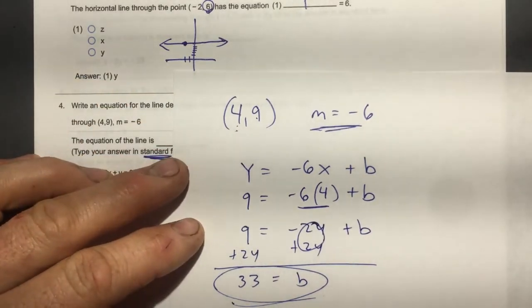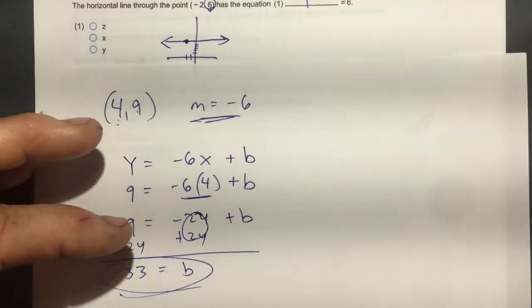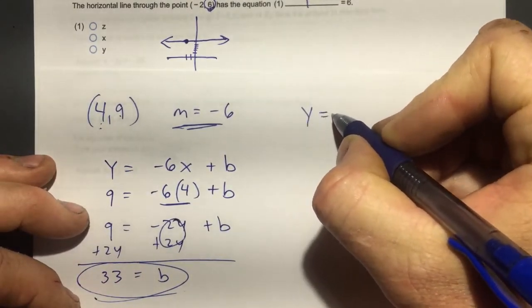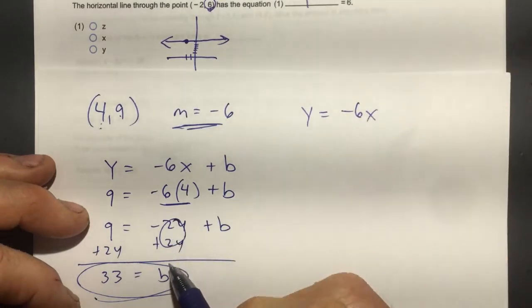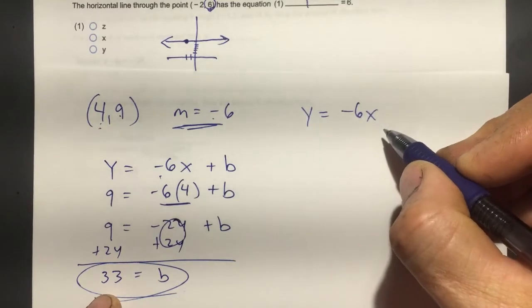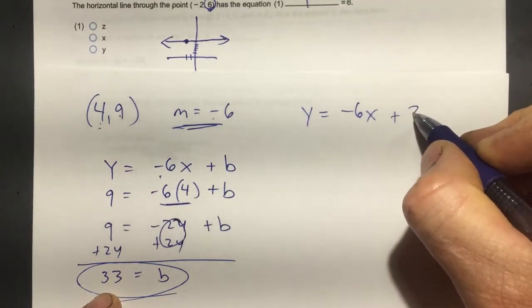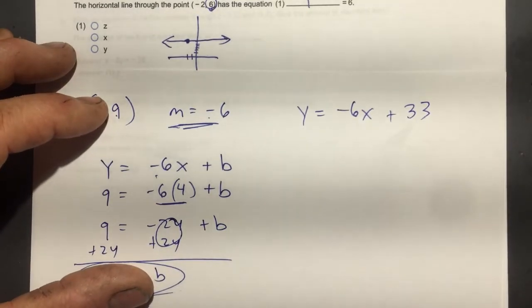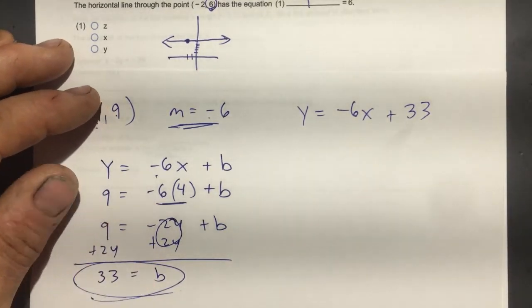All right, which means, let me move this over, y equals negative 6x. I knew this was a slope, so that's going to be in front of the x. And my y-intercept was 33, so this is going to be plus 33. And here's my equation of the line right there in the slope-intercept form. Okay?